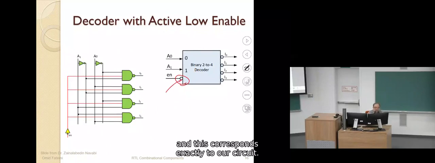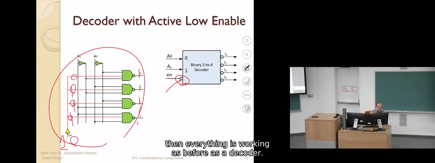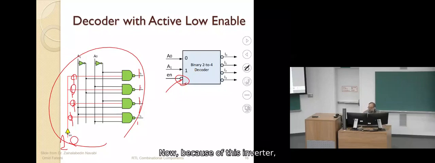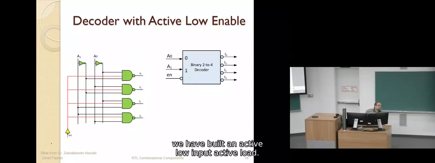This circuit corresponds exactly to our circuit. In this circuit, when the input is 1, everything becomes disabled, so everything would be 1, 1, 1, 1. So it is disabled. But when the enable input is 0, everything works as before, as a decoder. So now, because of this inverter, we have built an active low input, active low decoder.